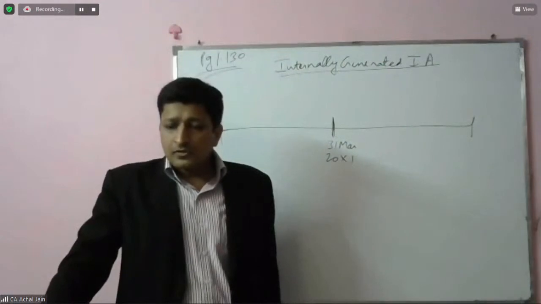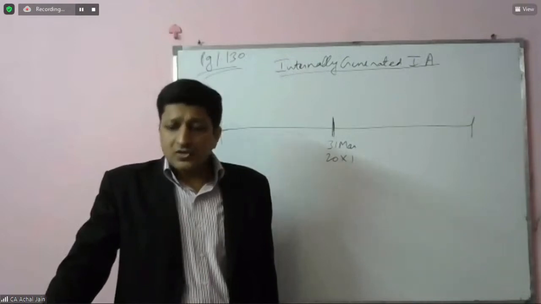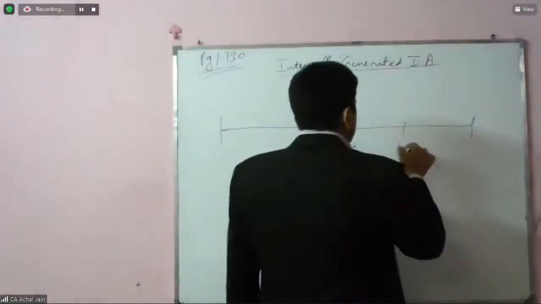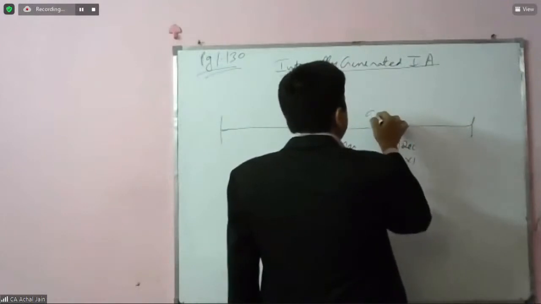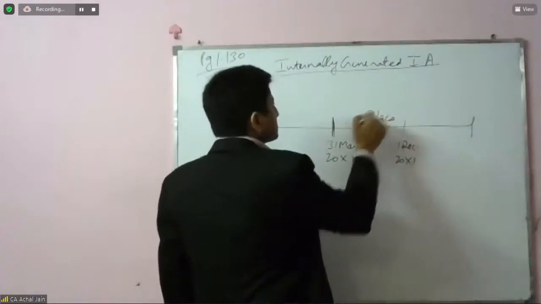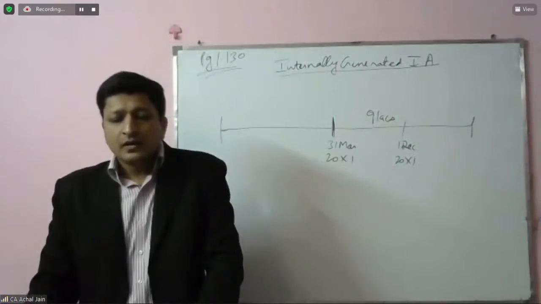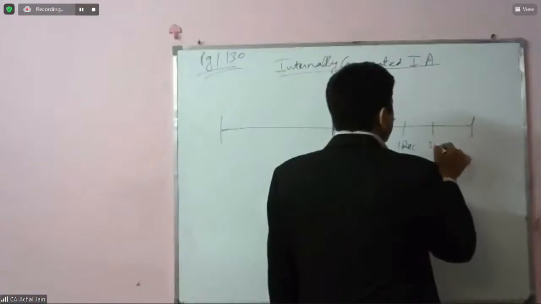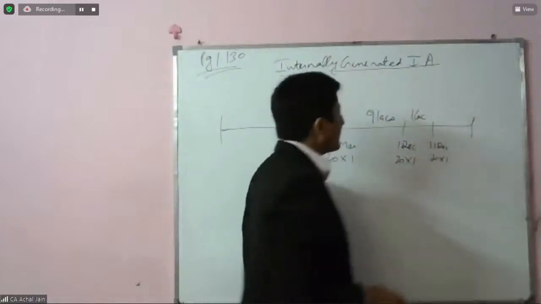So during the year X1, expenditure incurred was 10 lakh, out of which 9 lakh was incurred before 1st December X1. So 9 lakhs was incurred. And 1 lakh was between 1st December X1 and 31st December X1. So 1 lakh was spread over here.